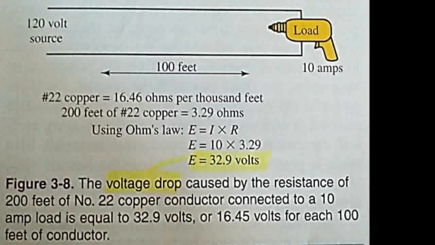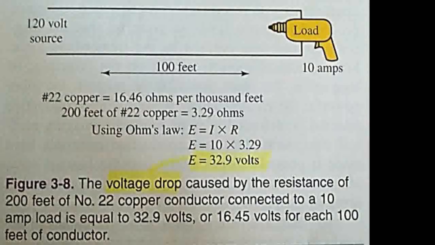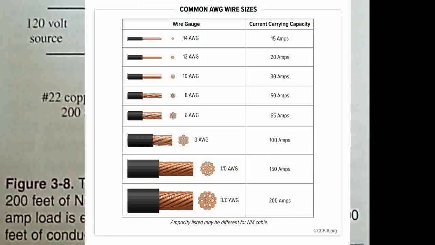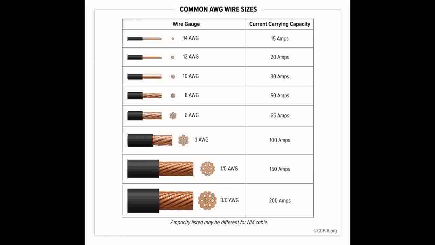Figure 3-8. The voltage drop caused by the resistance of 200 feet of number 22 copper conductor wire connected to a 10 amp load is 32.9 volts, or 16 volts for each 100 feet of conductor. The electrons must travel a total distance of 200 feet to make a complete circuit. The total resistance of the wiring is equal to 3.29 ohms. The current through the load is 10 amps. By applying Ohm's law to these conditions, a voltage drop equal to 32.9 volts has been created. E equals 10 amps times 3.29 ohms. Subtracting the 32.9 volt drop from the available source voltage of 120 volts leaves only 87.1 volts for the load.